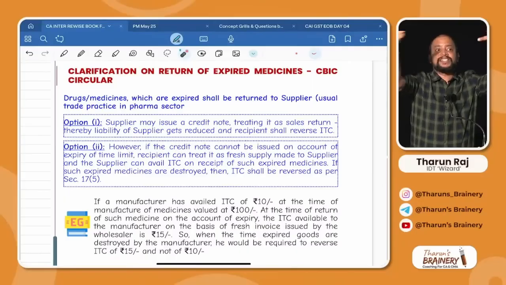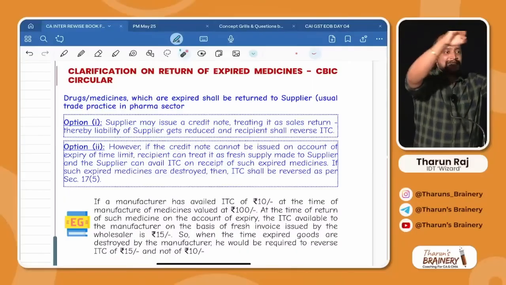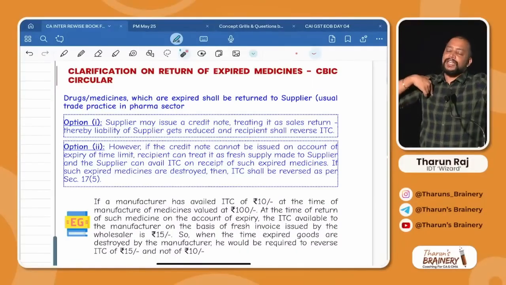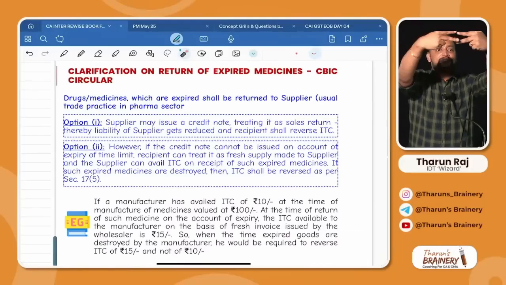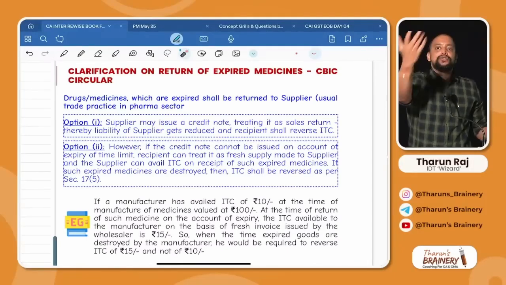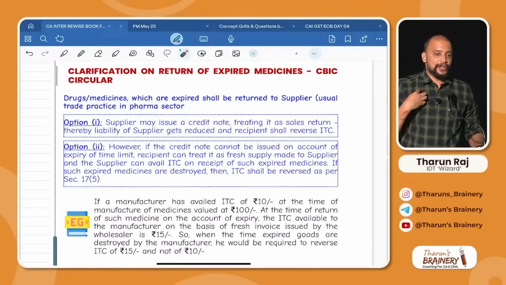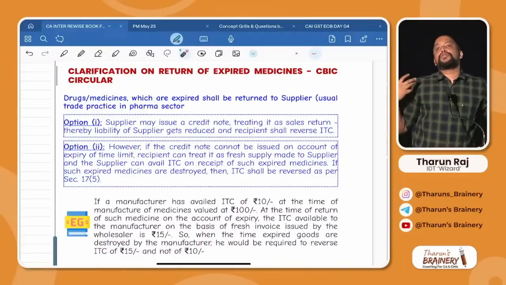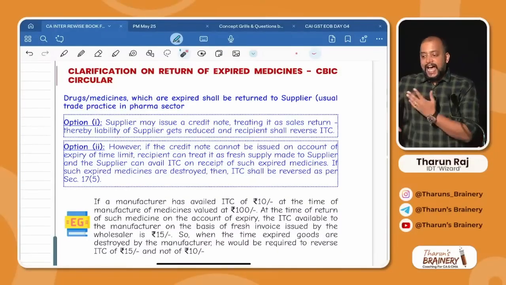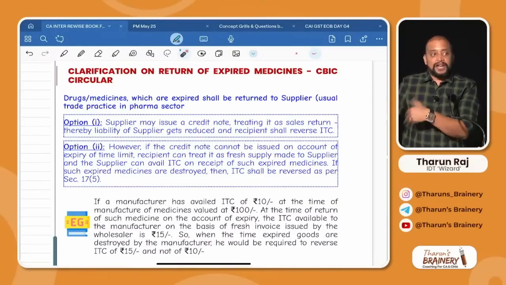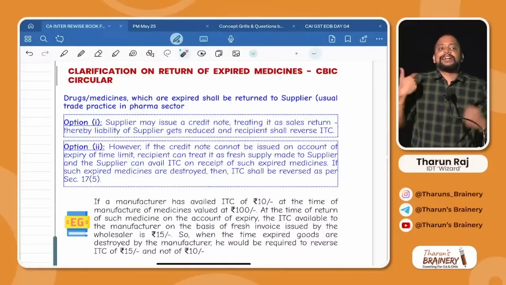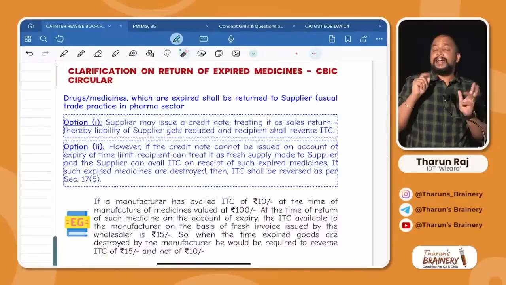What is the sale price? Purchase price. Sale price equals to purchase price. You raise the invoice to me. So your liability will set off with your ITC. As you raised invoice to me, I will take ITC on that. Got it? Now what I will do with those expired medicines, I may process and sell or I may destroy. If I destroy it, the ITC is gone. Is it clear?